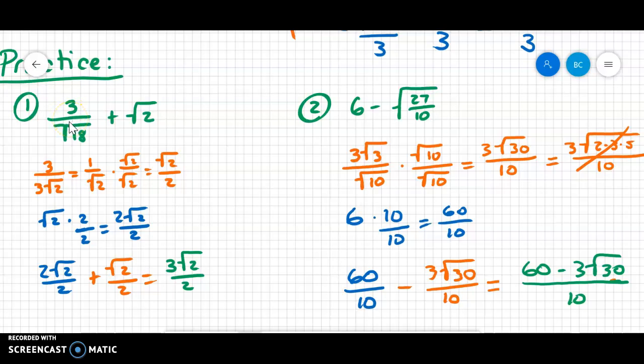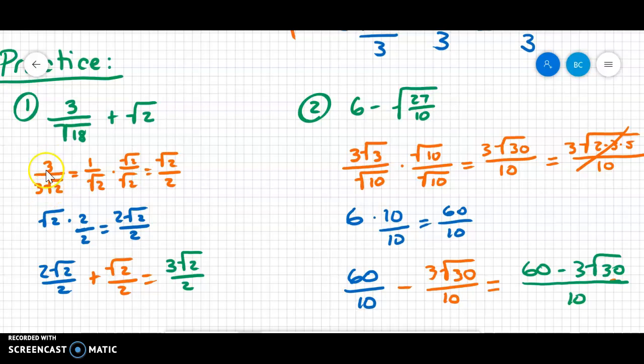In problem number 1, we had the square root of 18 in our denominator. We needed to rationalize that denominator, so we're basically getting rid of the radical symbol in the denominator and then adding it to a term that doesn't even have a denominator. I'm going to start with this first term and simplify it as far as I can. I know that the square root of 18 simplifies to 3 times the square root of 2, so I'm going to start by doing that.